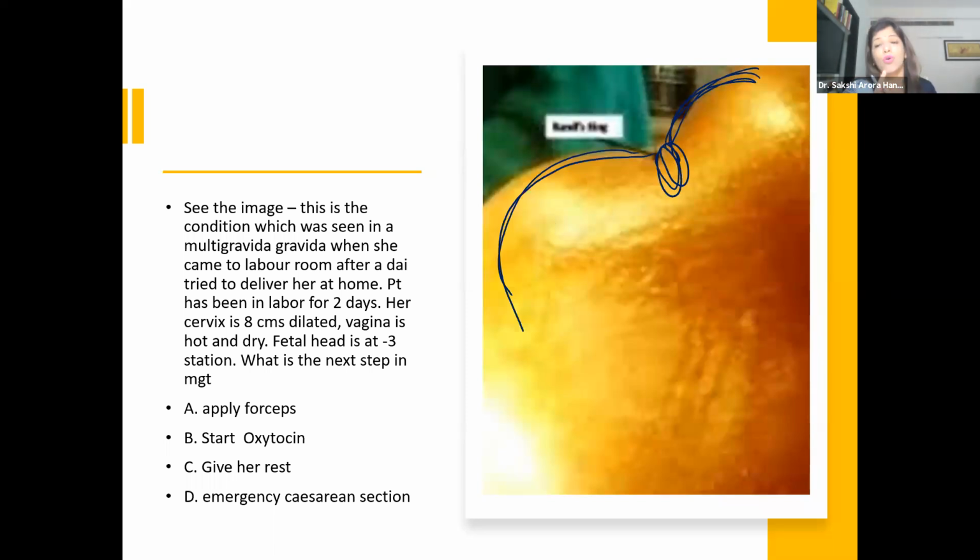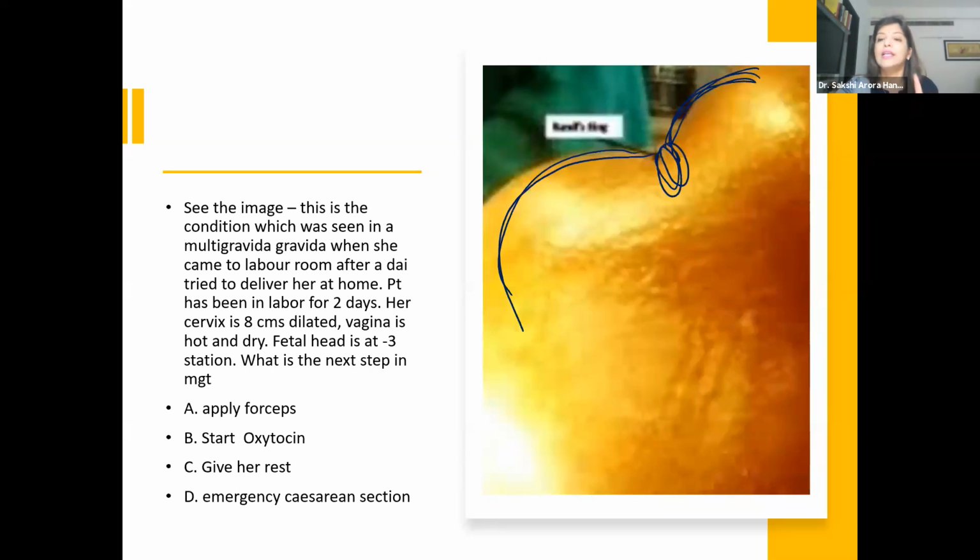Option B, start oxytocin. Now, already in this patient, what I'm seeing is a Bandl's ring, a case of obstructed labor. I am not going to start oxytocin because it is going to rupture her uterus. Option C, give her rest. In obstructed labor, as it is, we do not give rest because we are concerned about the rupture of uterus. We are concerned about the condition of fetus.